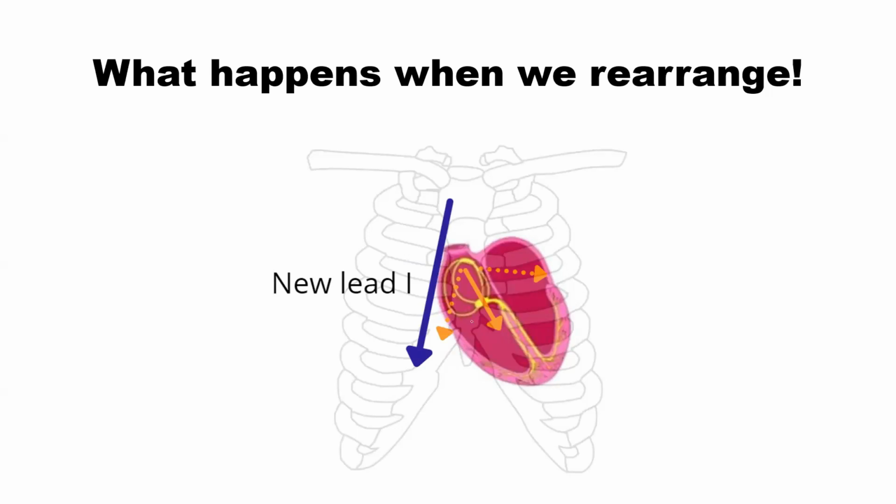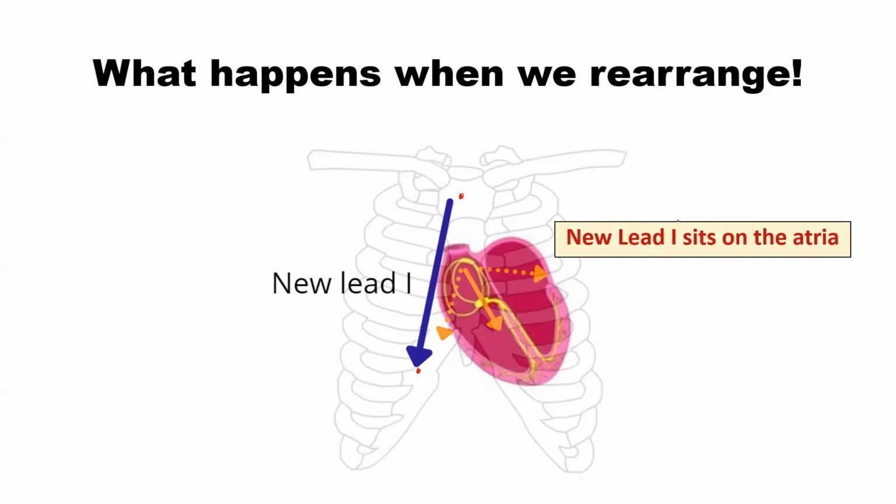If you have not yet watched the video where we have discussed the details of generation of the P wave, do check the link in the description below. This new lead 1 actually sits on the atria.